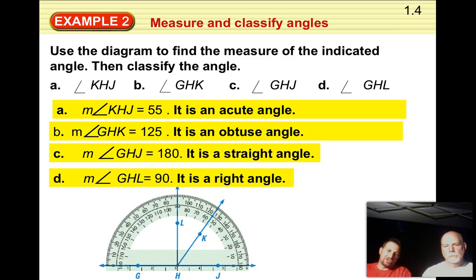And then we have GHL, and I'm guessing it's going to be a right angle. So if I look at GHL, here I am right here. I can just go straight up and down with my fingers, and it's 90 degrees. Doesn't matter which way you swing it, okay, it's still 90 degrees. Get familiar with those 90-degree angles, guys. You're going to see them a lot.